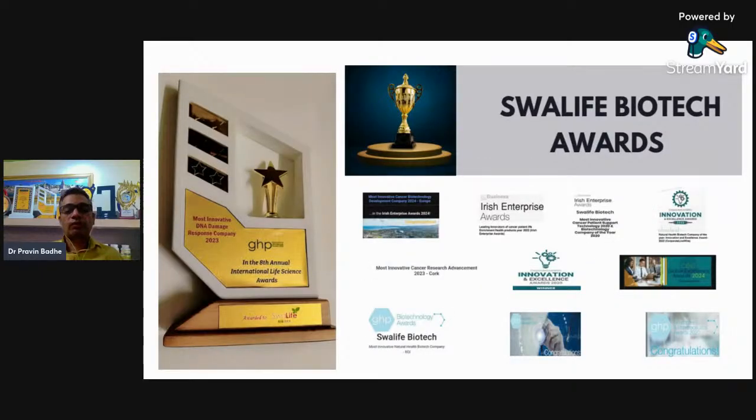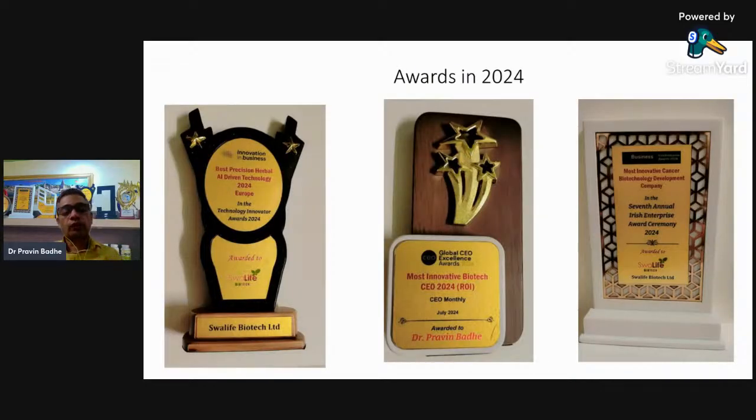So these are some of the awards which Swalive got recently, from 2022, when we moved into AI-driven drug discovery. Recently in 2024, we received the Best Precision Herbal AI-driven Technology Award from Innovation in Businesses. And also, I received the Most Innovative Biotech CEO Award in 2024. So those were some of the achievements due to the incorporation of AI in drug discovery.